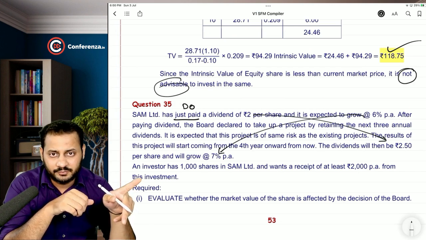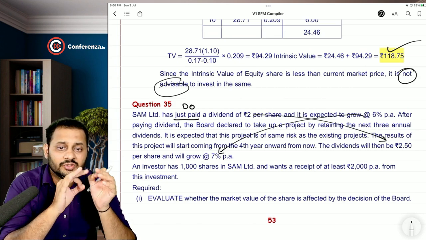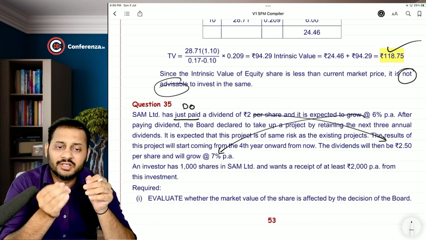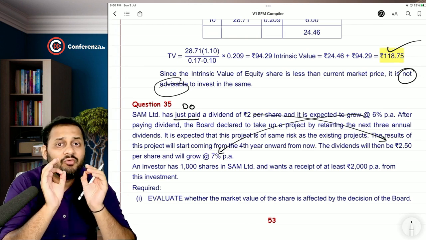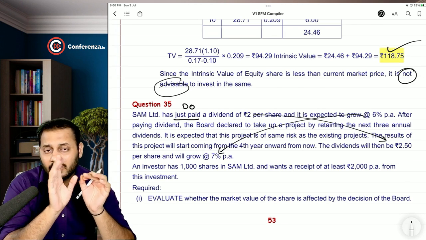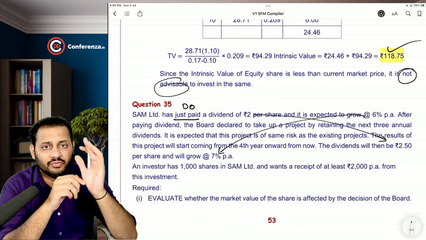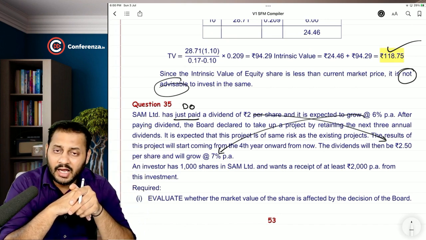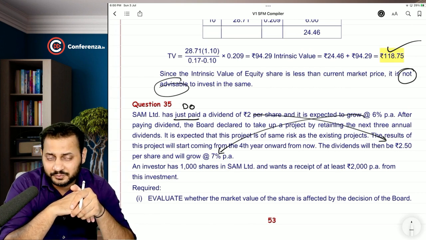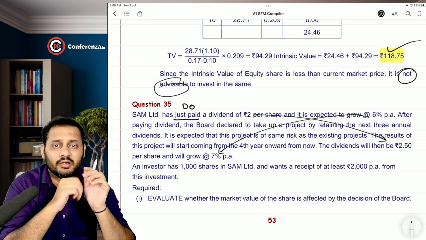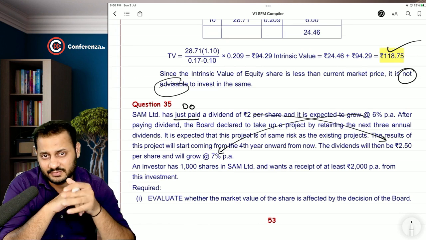An investor, let's say an investor like you and me, has 1000 shares in Sam Limited and wants a receipt of at least 2000 rupees per annum from this investment. You have 1000 shares. And what just happened for the past year, 1000 into 2 rupees, this is the dividend that you have received. And the company is saying that there will be no dividend for the next 3 years. In this case, you will be in trouble because you need 2000 rupees per annum in any case.